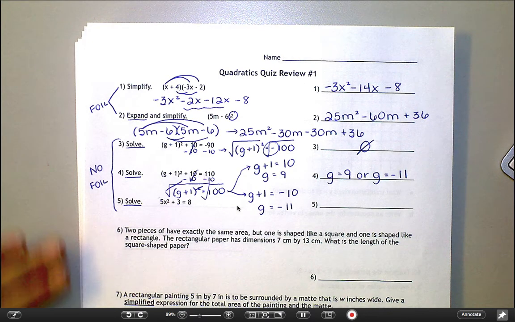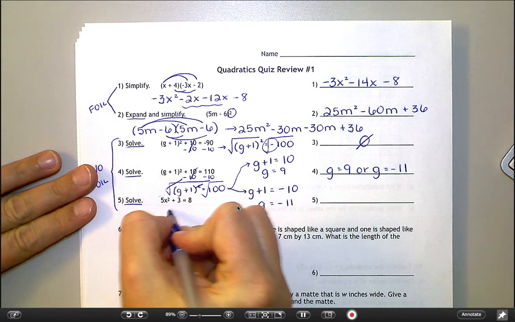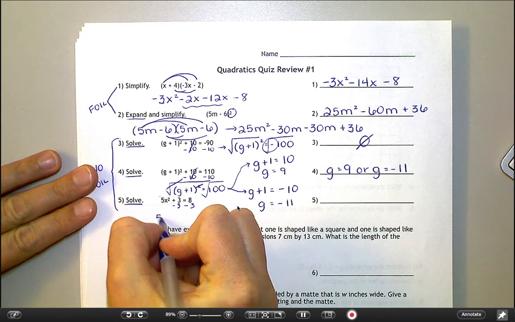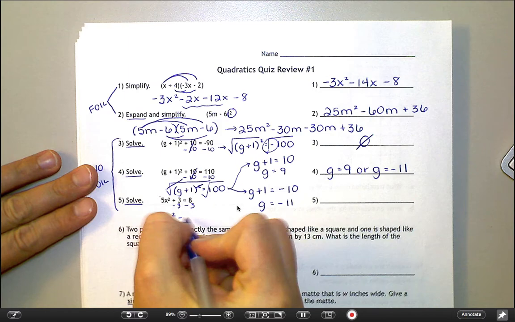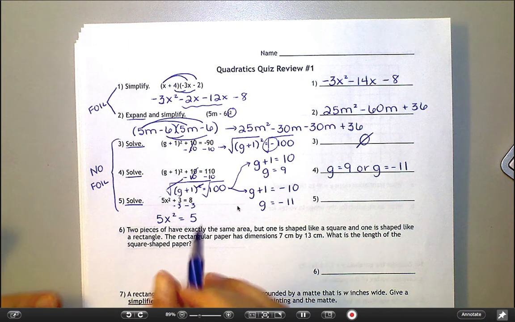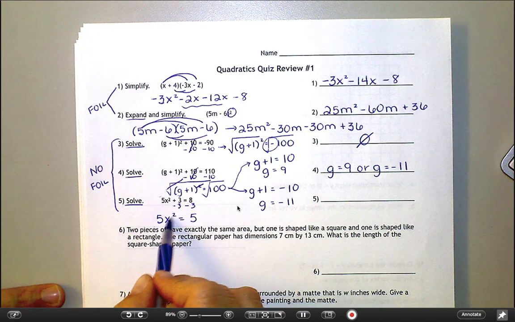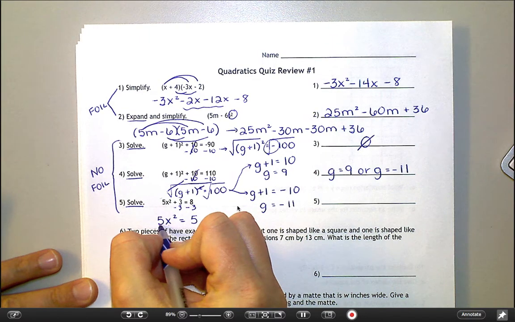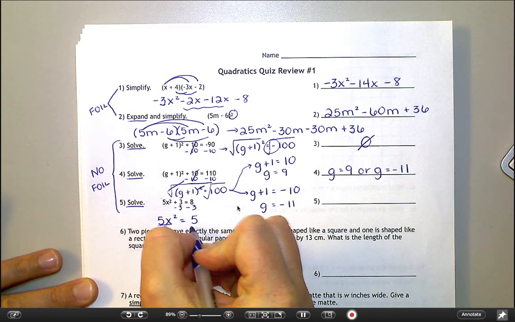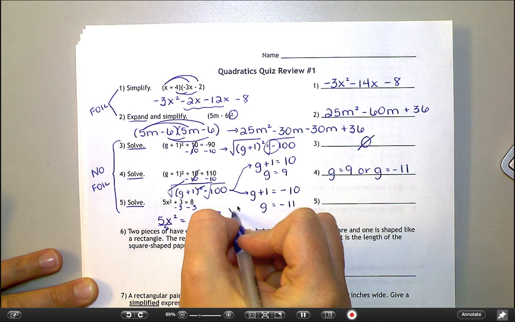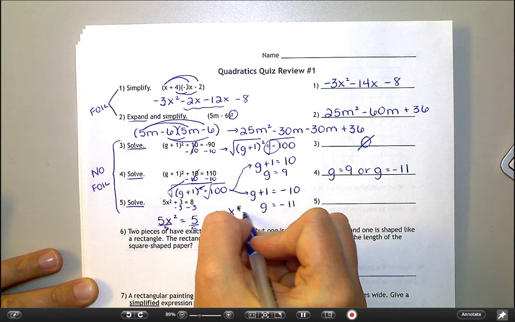Okay, so on number 5, I would subtract 3. Minus 3, minus 3. So I end up with 5x squared equals 5. Now, I've seen a lot of people want to take a square root right now. We're not ready to take a square root yet because the squared part is not by itself. We have to get rid of that 5 first, and I'm going to do that by dividing by 5. Divide by 5. And that leaves me with x squared equal to 1.